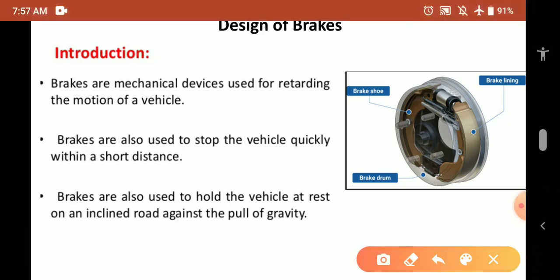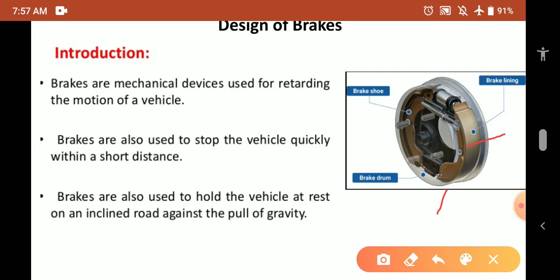Now we can see here, this is the brake drum, and this is the brake shoe, on which the brake lining material is mounted. When we apply a certain force and actuate this brake, the brake lining will move outward and come in contact with the brake drum, and finally this rotating motion or energy is absorbed here.